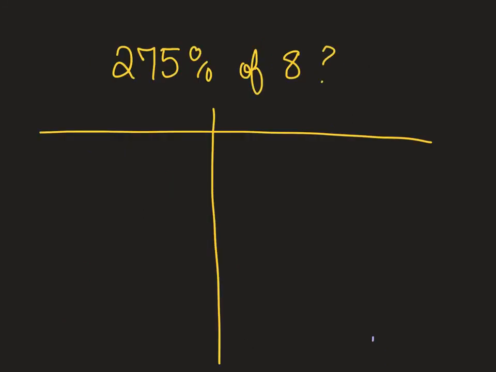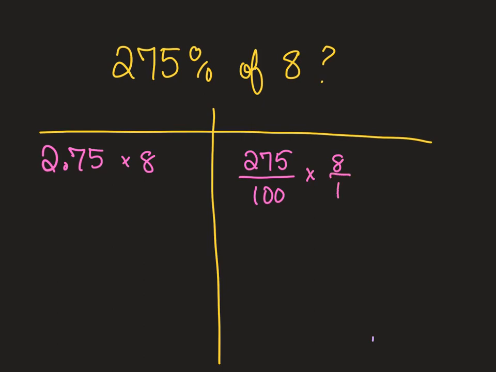All right, try this one. This one is weird because the percent is over 100, but that won't matter. If you want to hop backwards twice, 2.75 times 8, or 275 over 100. That looks weird, but it's still over 100 because percents are out of 100, times 8 over 1. So work out whichever method you want, push pause, work it out, then hit play and see if you're right.